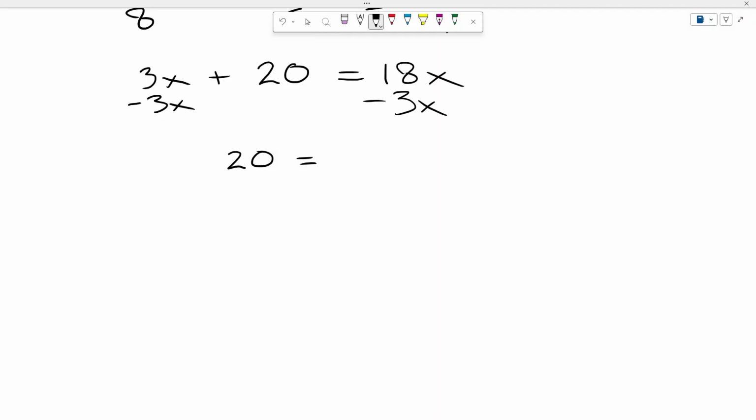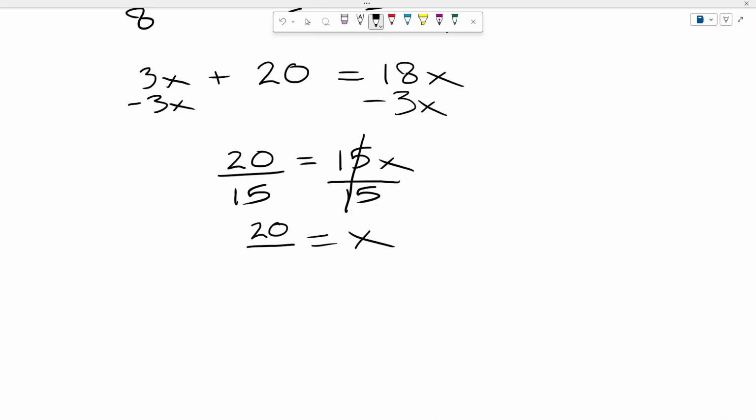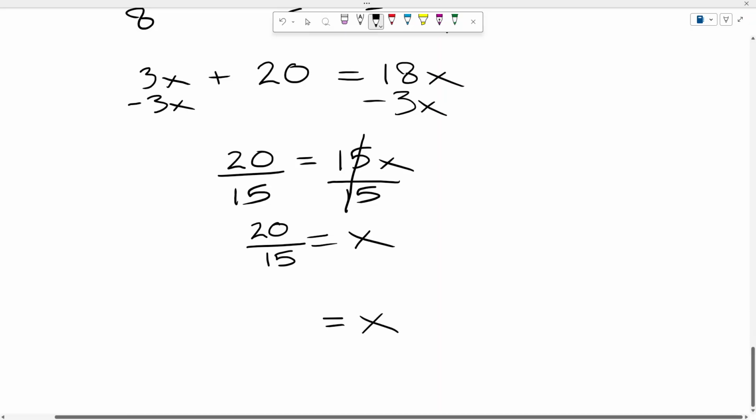And then 18x minus 3x will get us 15x. And just like we've been doing, to isolate x, we just divide by 15 on both sides. So this is now gone, and we just have x left over, and then over here we end up with a fraction, 20 over 15, which would be our final answer, but if they wanted us to, and we will do that, we can simplify that fraction.